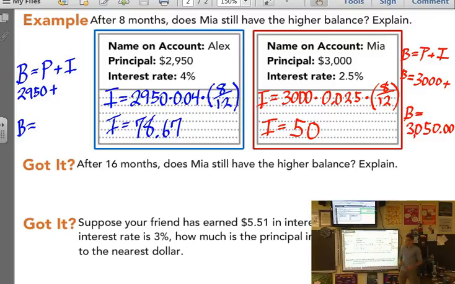So then his balance will be 3,000... sorry, I need a zero. $3,028.67. If you want a challenge, because we'll pick up right here tomorrow, figure out who's got more money after 16 months. We will pick up right here tomorrow.